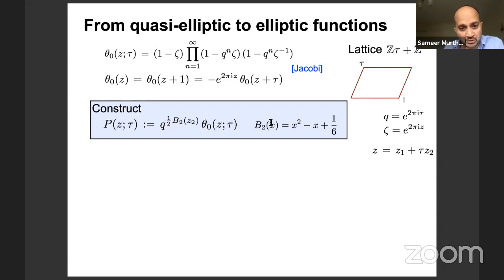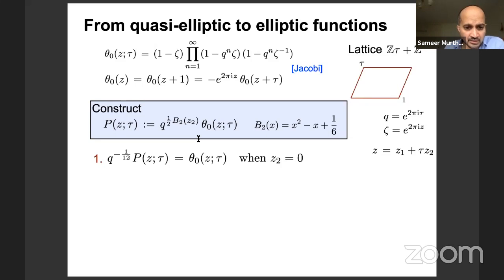This second Bernoulli polynomial. And then the statement is the following. So the first statement is that if you remove this constant term, q to the minus 1/12, on the real axis, p equals theta naught. That's obvious because this is only a function of z2. And notice here that I've already broken holomorphy in z.